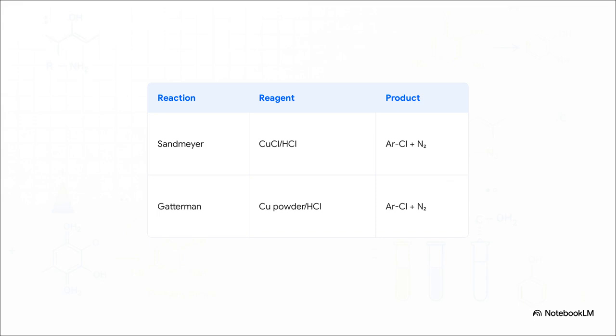The Sandmeyer and Gattermann reactions are perfect examples. They both do the same job. They stick a chlorine onto the benzene ring. The only tiny difference between them is the catalyst you use. For Sandmeyer, it's a copper salt, like CuCl. For Gattermann, it's just plain old copper powder.